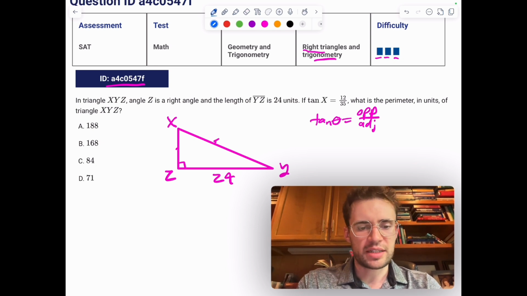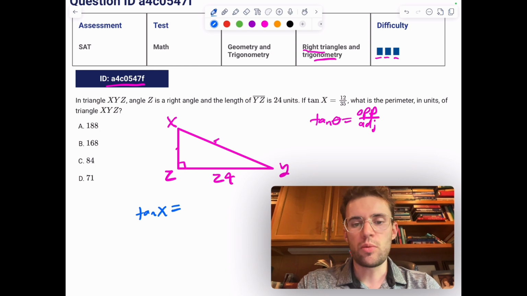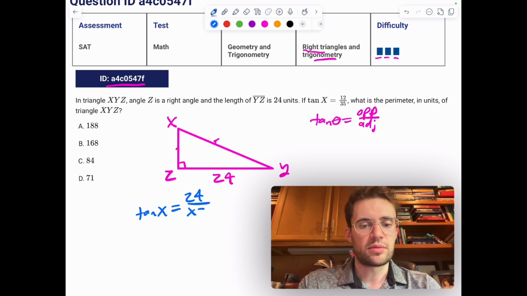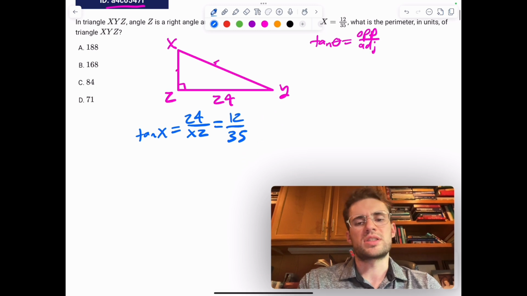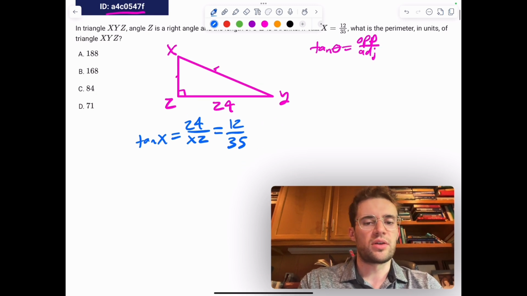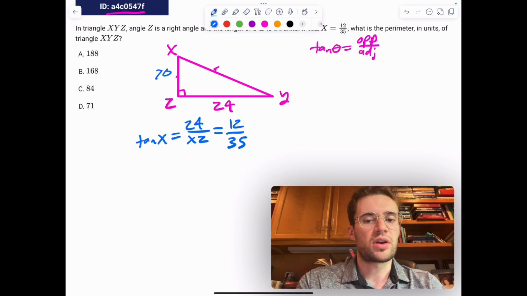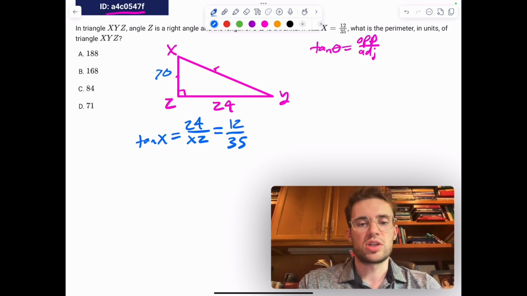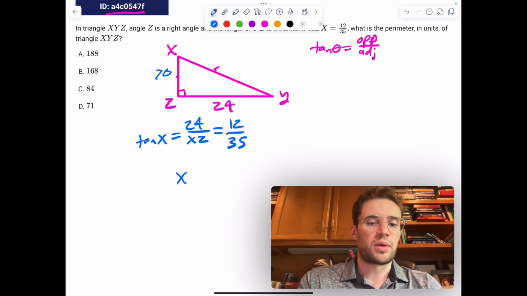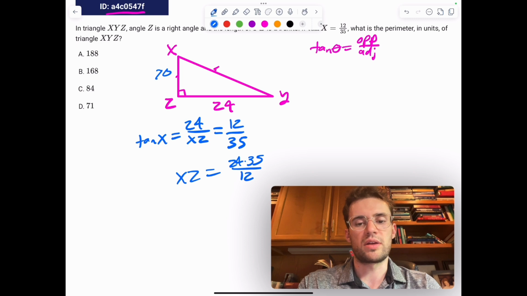So tangent of X is going to be equal to ZY, which we already have here, or YZ is 24, over XZ. We don't know what XZ is yet, but we know that that's equal to 12 over 35. So you can just quickly look at it. 24 is double 12, so you could just double 35 and know that it's 70. So this should be 70 over here. If you feel more comfortable doing the cross multiplication, you do XZ times 12 and 24 times 35. Then 24 times 35 divided by 12 would end up being equal to, like the 24 divided by 12 will make 2. So you get 2 times 35, which is 70.